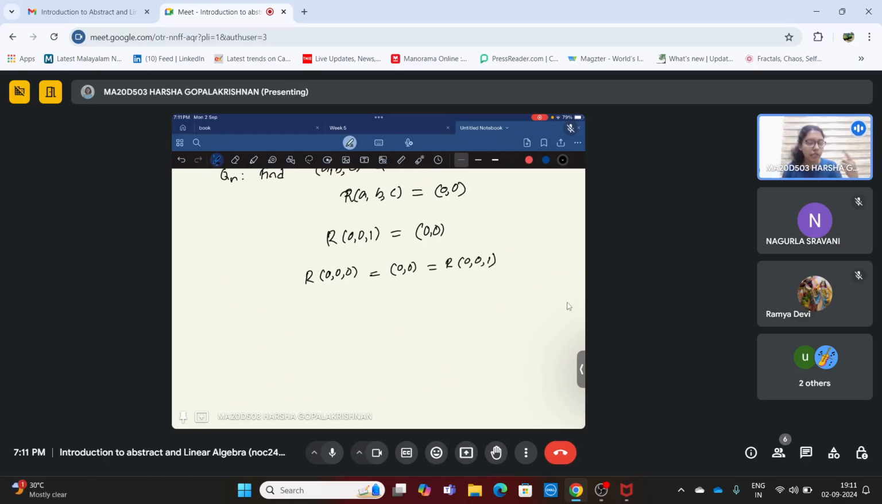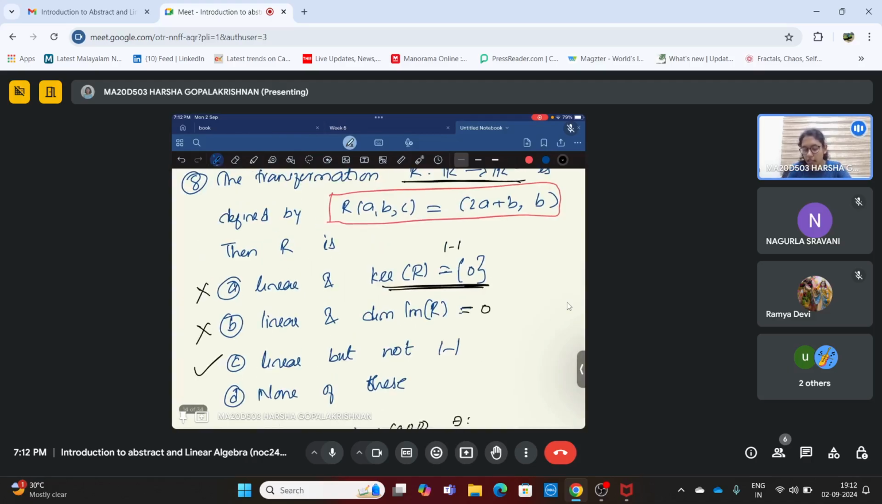Instead of 1 you can use any non-zero constant like 2, 3, 4. But 0, 0, 0 is not equal to 0, 0, 1. This is the condition of not 1, 1, right? F of A equal to F of B implies A equal to B, or not like this. A not equal to B, but F of A equal to F of B. So it is not 1, 1.